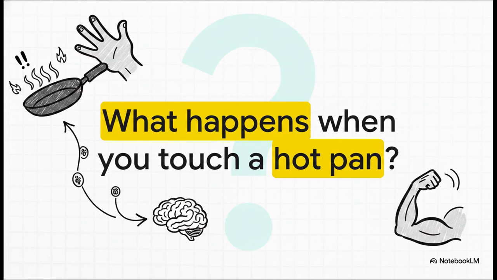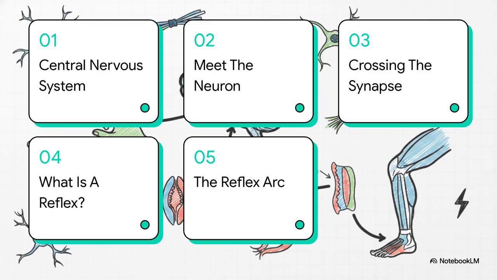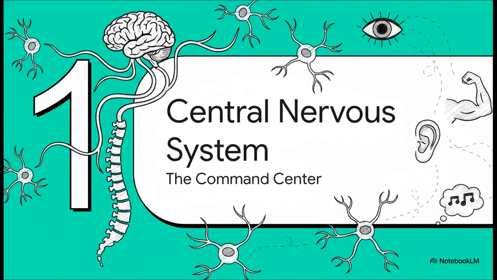To answer that, we're going to hit the pause button and freeze time right at the exact moment your finger touches that metal. So here's our quick roadmap for today. We're going to hit the central nervous system, meet the neuron, cross the synapse, figure out what a reflex actually is, and finally break down the reflex arc. All right, part 1, the central nervous system.